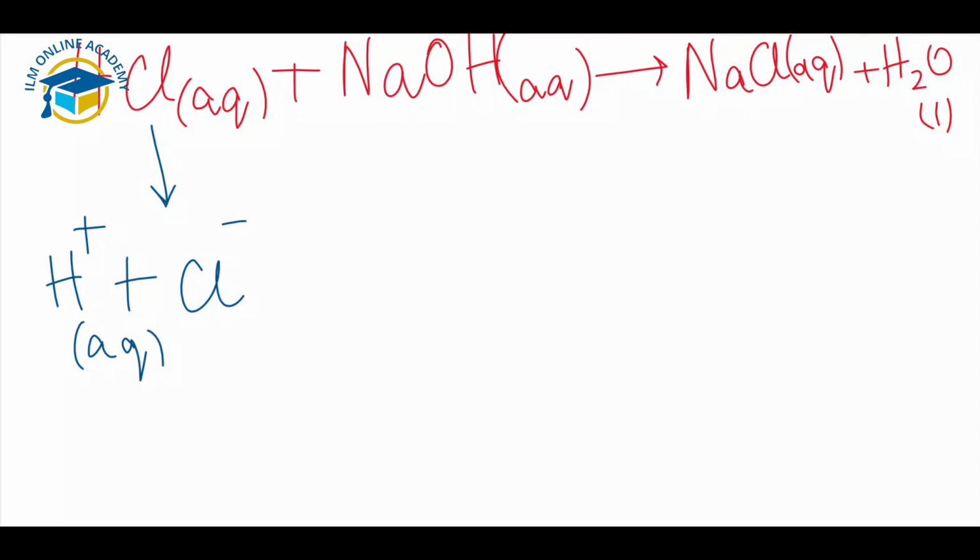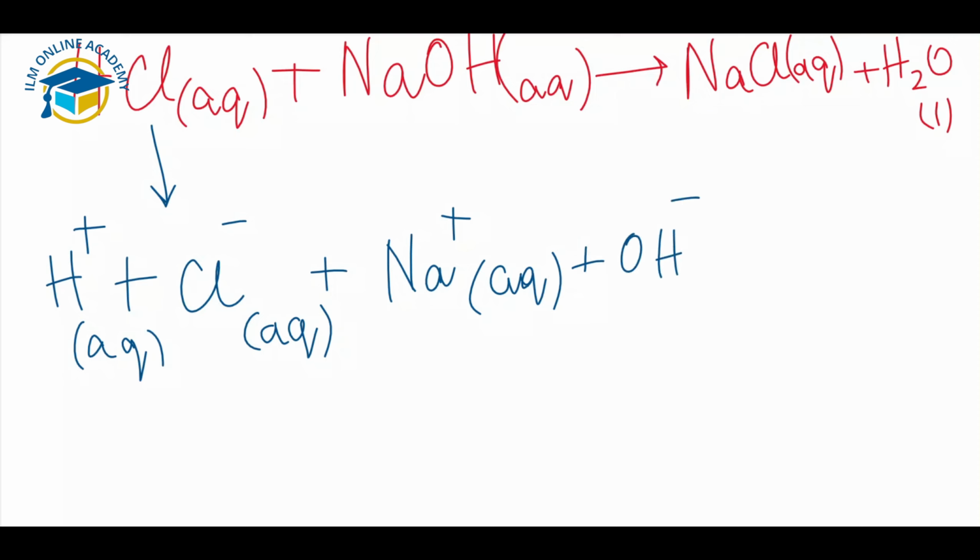First, you have to write out all the ions that are present in the equation. Hydrochloric acid contains H positive and chloride ions. Both are in aqueous form. You can easily check from the equation. Plus, we have sodium ions in the base, which are also in aqueous form. Plus, we have hydroxide ions, also in aqueous form.